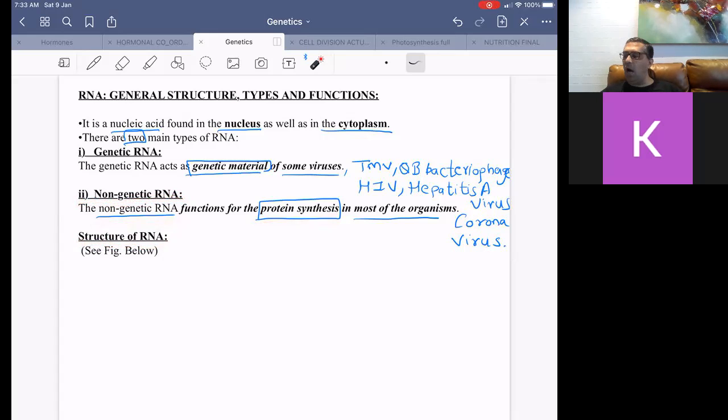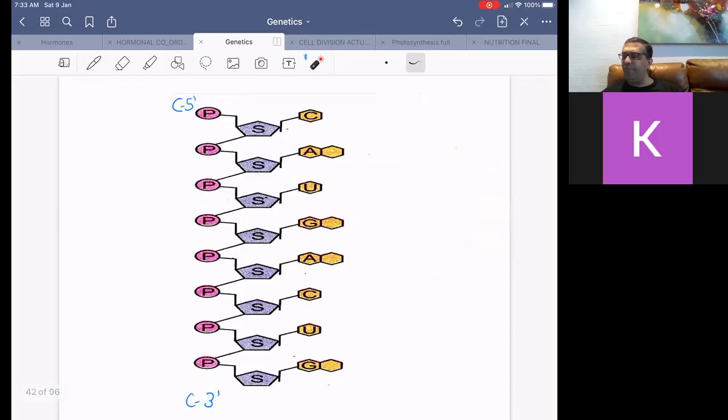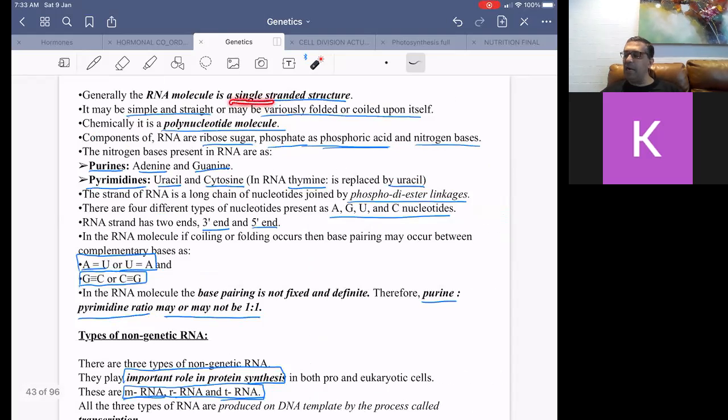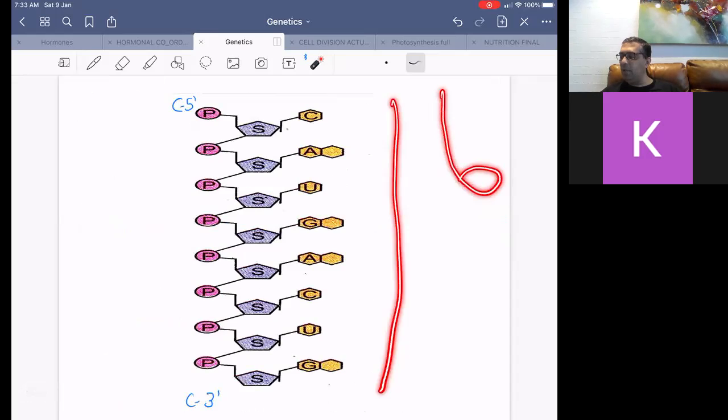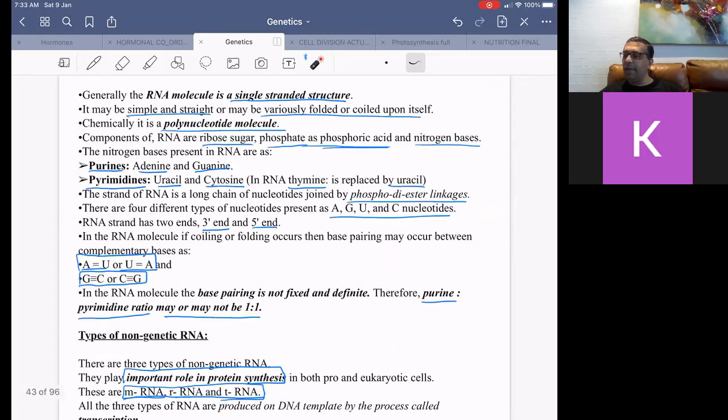What is the structure of an RNA? RNA looks very much like the DNA, but DNA is double stranded, RNA is single stranded. RNA is a single stranded structure. It may be simple or straight, or may be folded upon itself. So RNA can be straight or it can be in the form of folds. And chemically, it's a polynucleotide molecule.